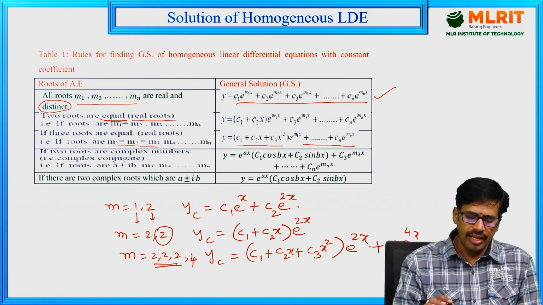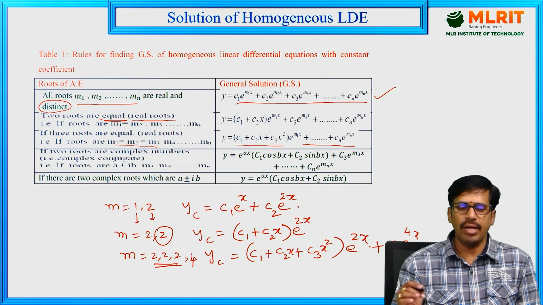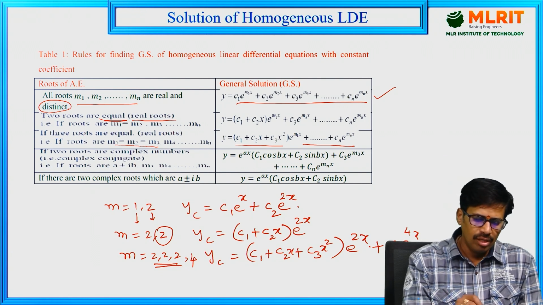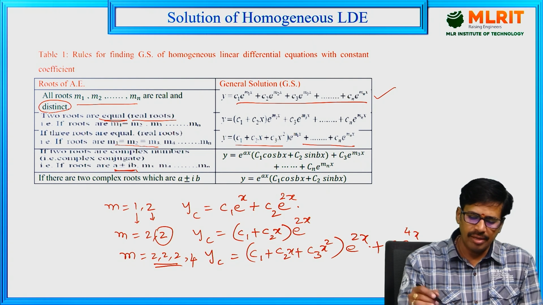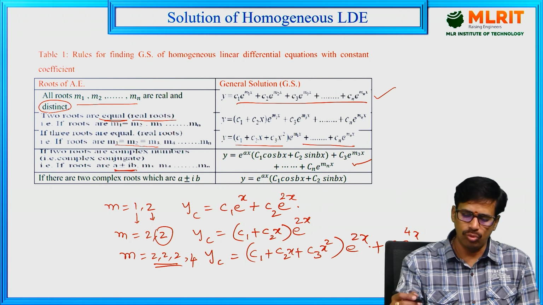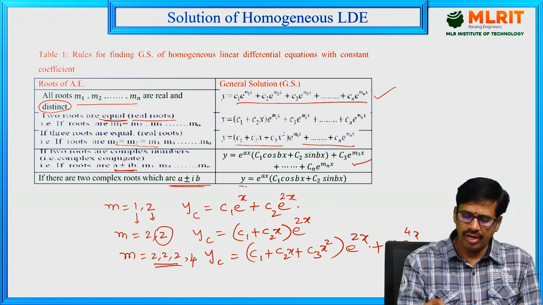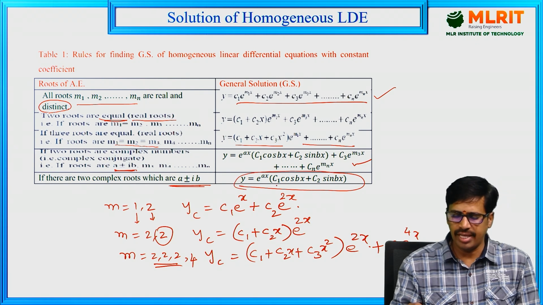If these are the real and distinct roots, what if the roots are complex? So a plus or minus ib, or alpha plus or minus i beta. This is the formula to write the complementary function if the roots are complex. If these two roots are complex roots, then we write the complementary function like this.